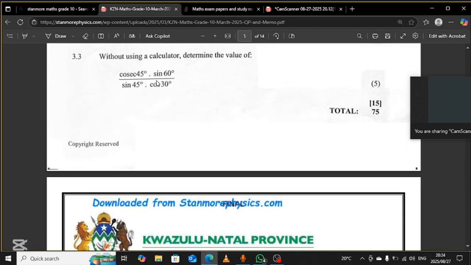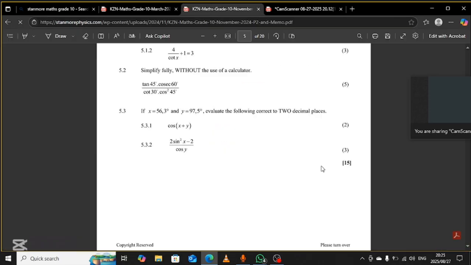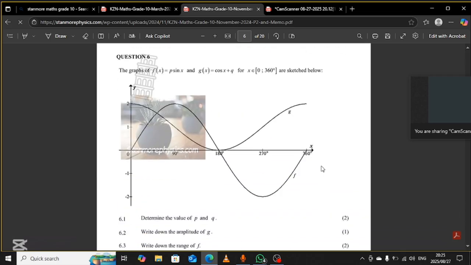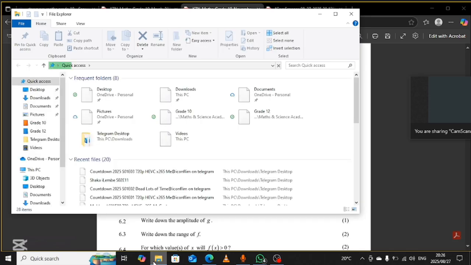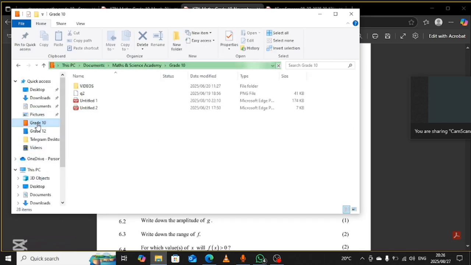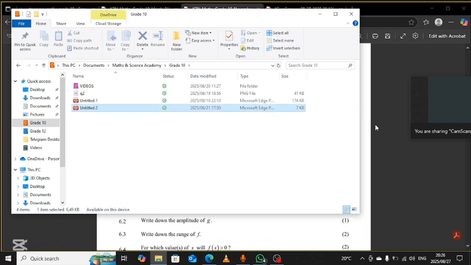Since we did this and this, in today's lesson I want us to look at something else. Trig identity, trig functions. Now I want us to look at this question. We're given two trig graphs, f of x, which is sine, and g of x, which is cosine. The first question says determine the value of p and q. What is p? Can you zoom? Okay, yeah, I'll zoom just now.